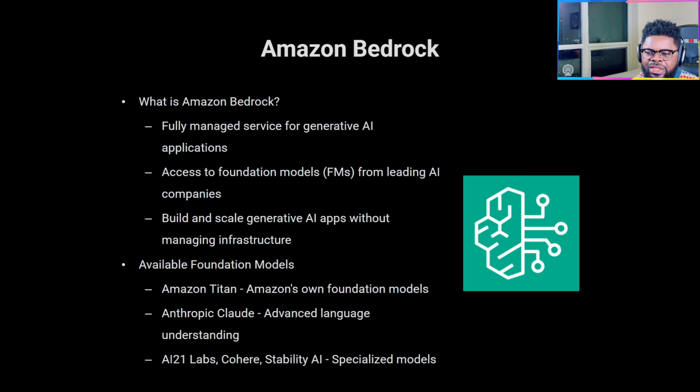So it means that most of the leading models that are out there, you have access to them. You don't need to train them. You don't need to do anything. Just an API call, and you're already using them, right? And then you can build scale generative AI apps without managing infrastructure. That's also another beauty. You don't even need to set up any machine.